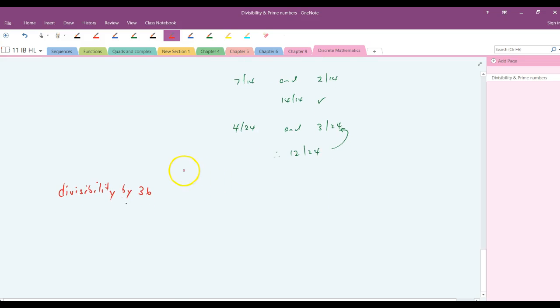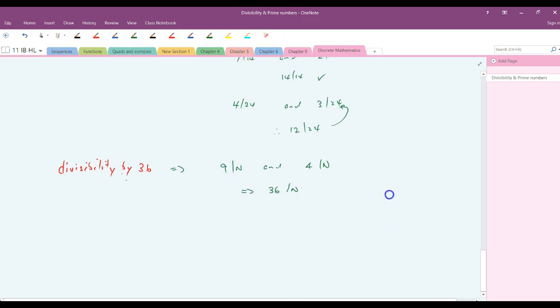Well, we can find out two things. For 36 we can use two relatively prime numbers. If I know that 9 goes into n and 4 goes into n, because 9 and 4 are relatively prime, I will therefore know that 36 goes into n. So I can test a number for divisibility by 36 by using that.